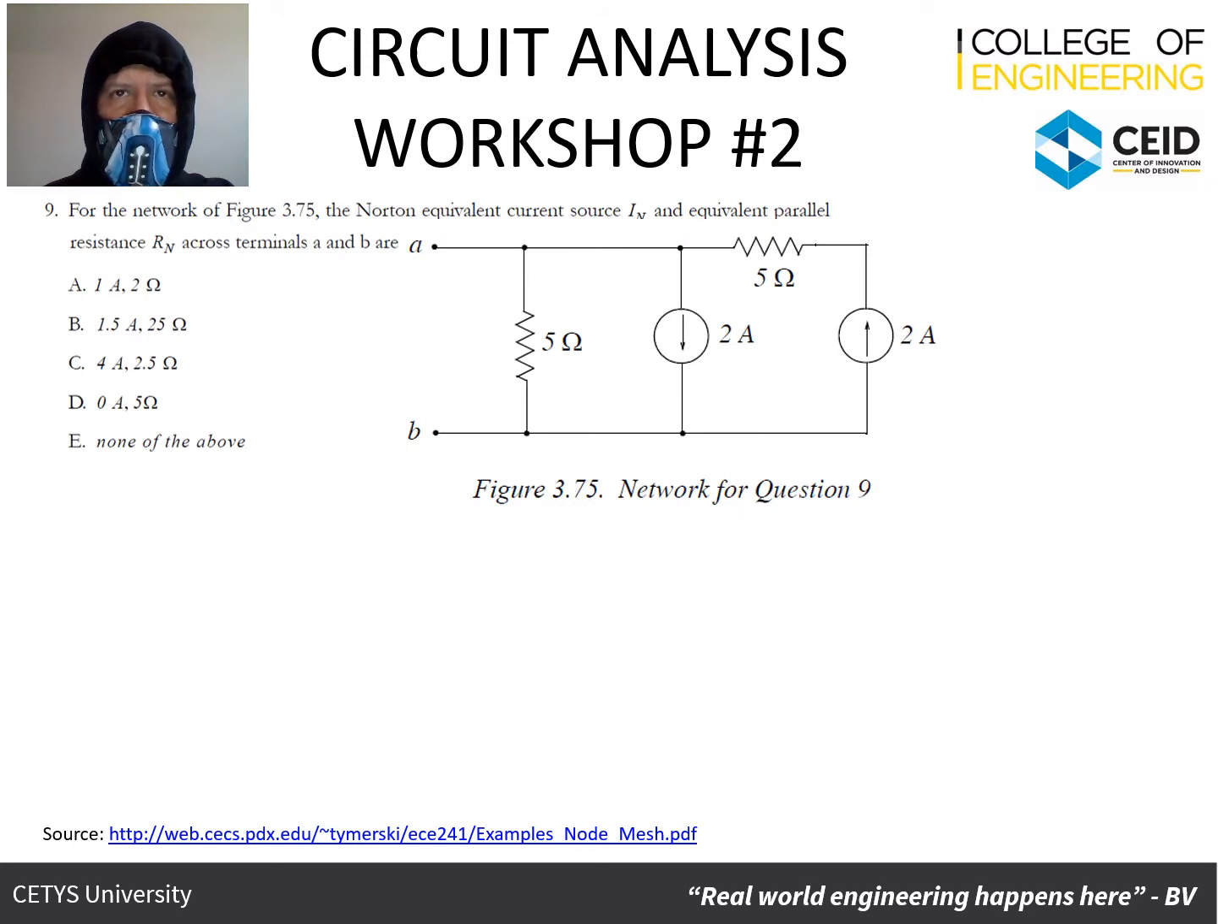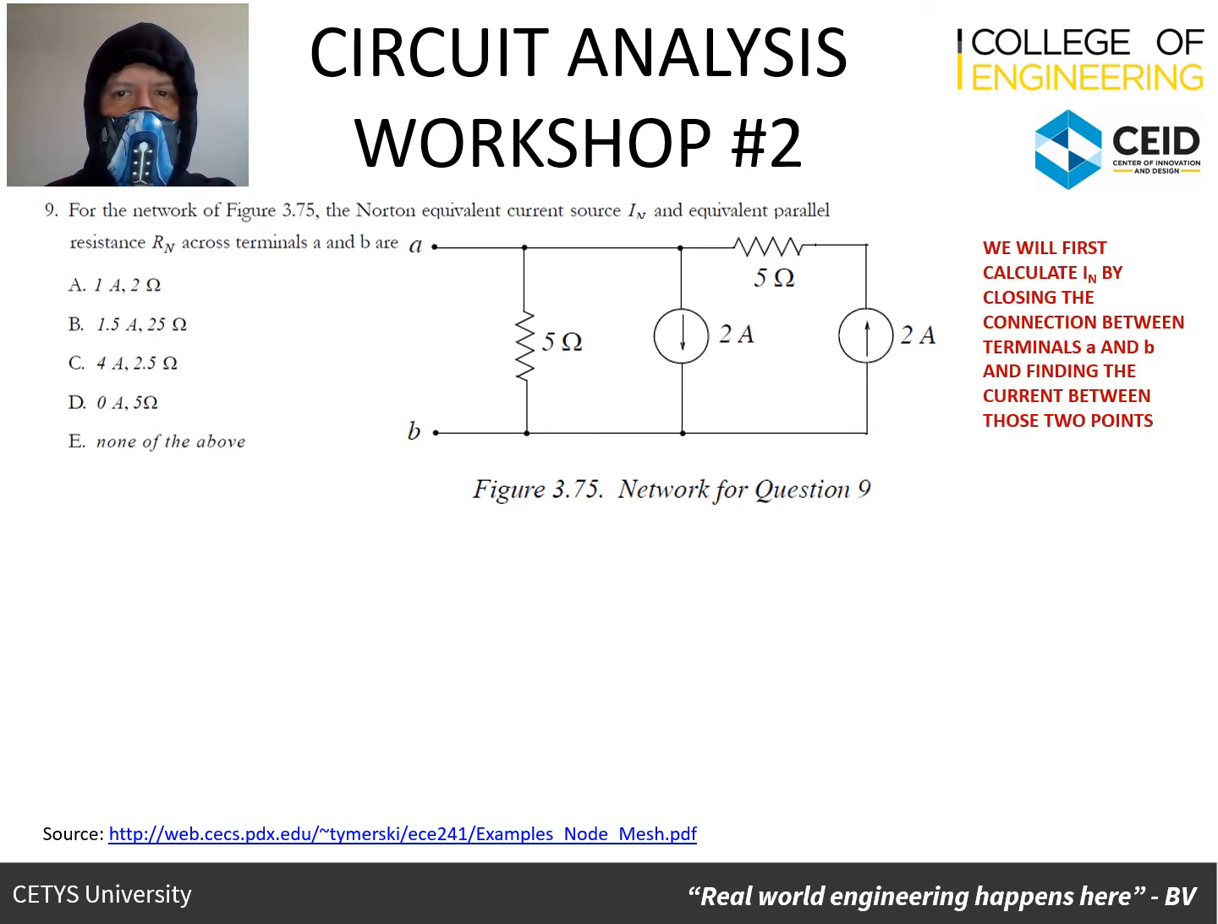What we will do now is find the Norton equivalent current and resistance for the circuit that is shown. The first thing we will do is calculate the Norton current that is going between points A and B. We will do this by closing the circuit between those 2 points and finding the corresponding current.